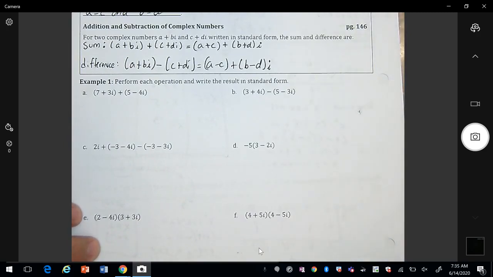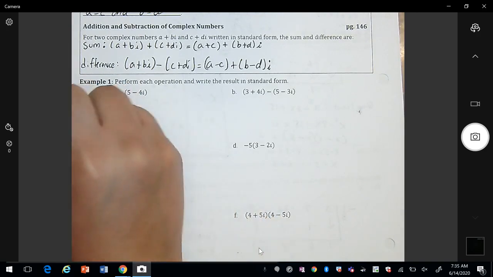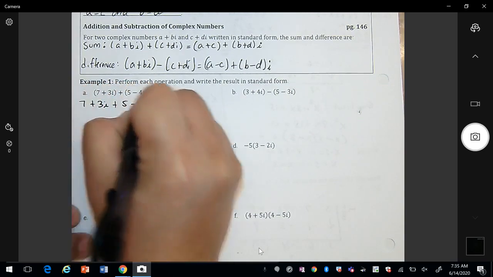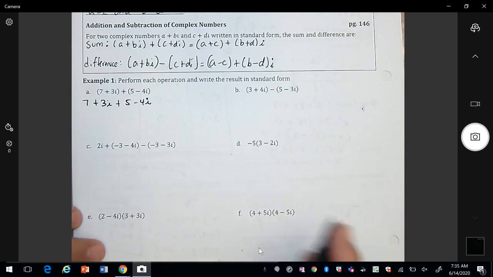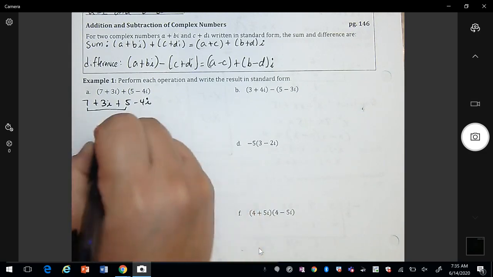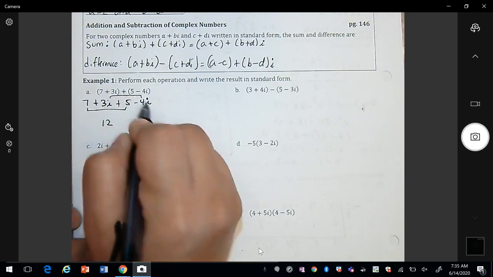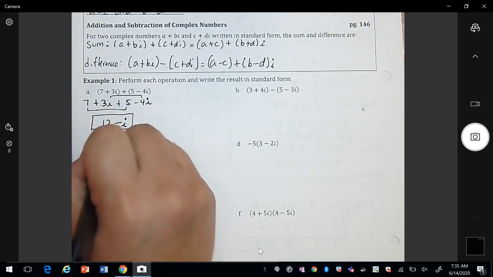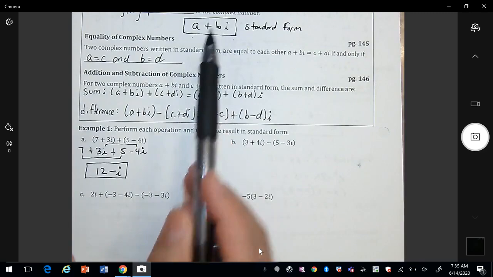if we want to perform each operation, then another way you can look at this is as follows. We have 7 plus 3i plus 5 minus 4i. Basically, it works like if you were adding variables, we can add the two real parts together. 7 plus 5 is 12. And then we can add the imaginary parts together. 3i minus 4i is -i. You want to make sure this is in standard form, which it is. The standard form is the real part and then the imaginary part.